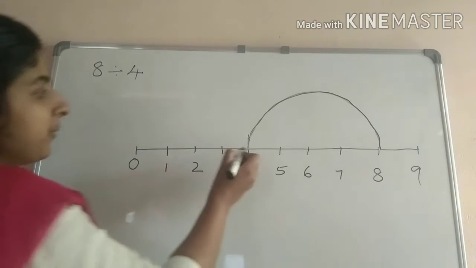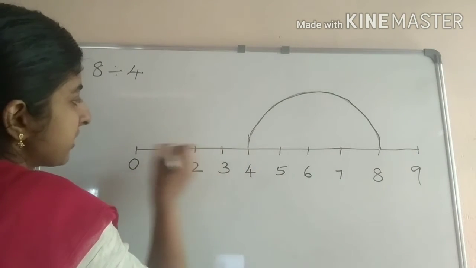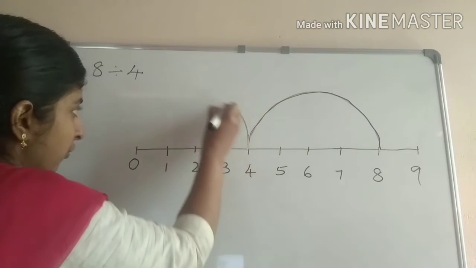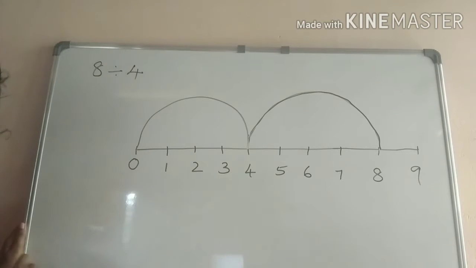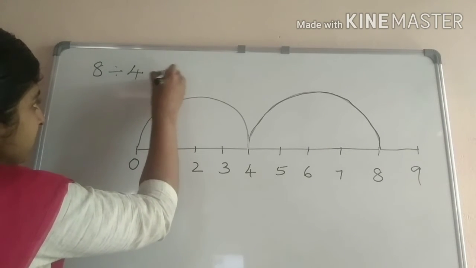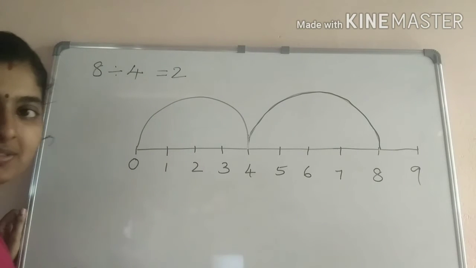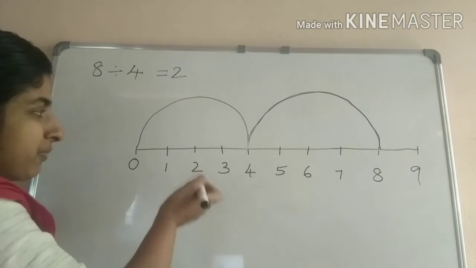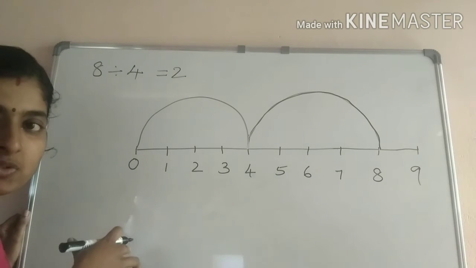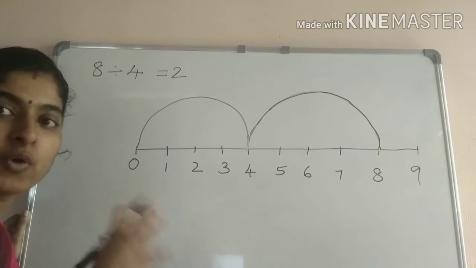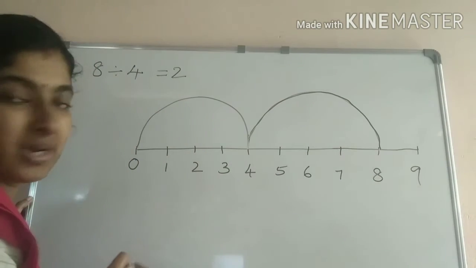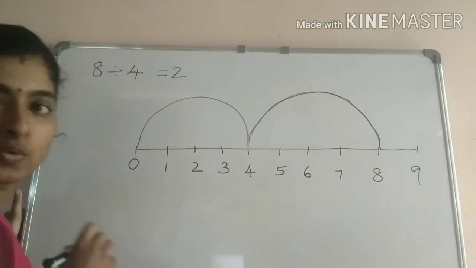How many times do we jump until we get 0? Again 4 steps backward, that is 1, 2, 3, 4. How many times did we jump? 2 times. We jump backward 2 times, moving 4 numbers at a time, because here the divisor is 4.